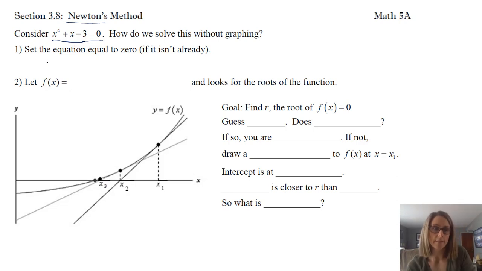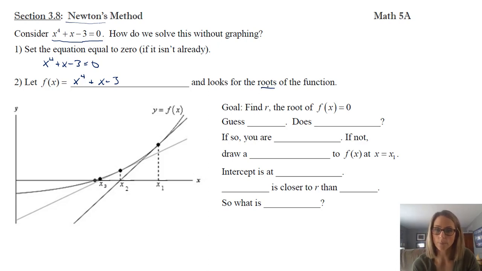So the first thing it says is set the equation equal to 0 if it isn't already. This one already is, but it really just means bring everything to one side. And then consider the function that is, in this case, the left-hand side of the equation. So we consider this polynomial x to the fourth plus x minus 3. And we look for the roots. So our goal is to find what are the roots of the function, the same as saying when is the function equal to 0. That's our goal.